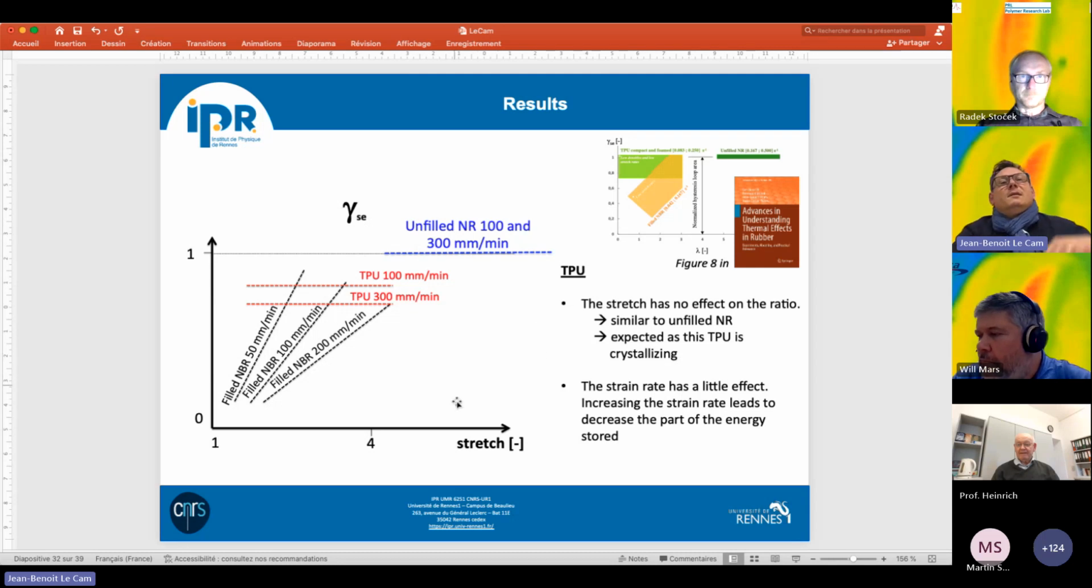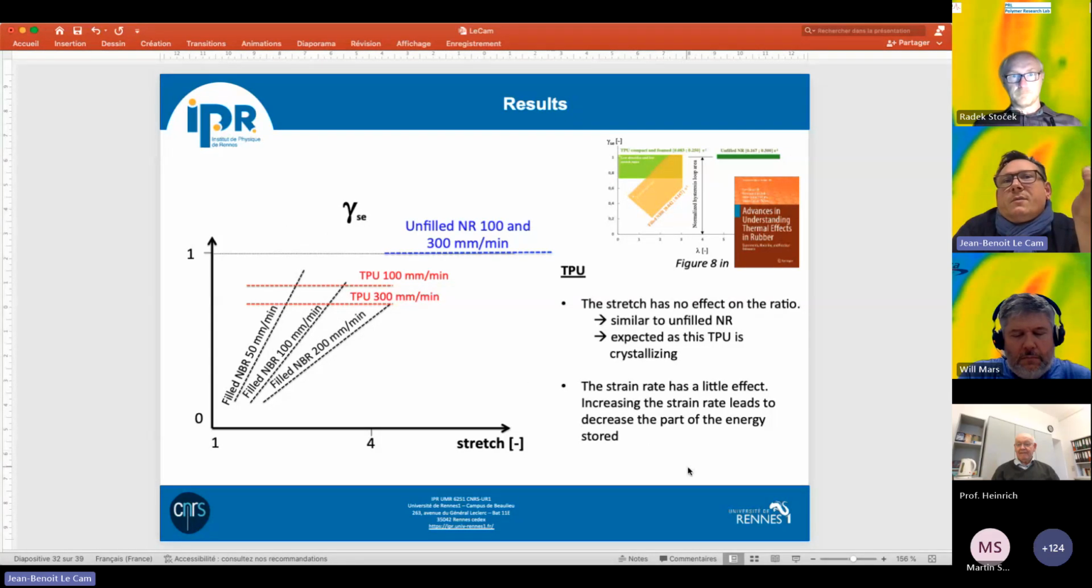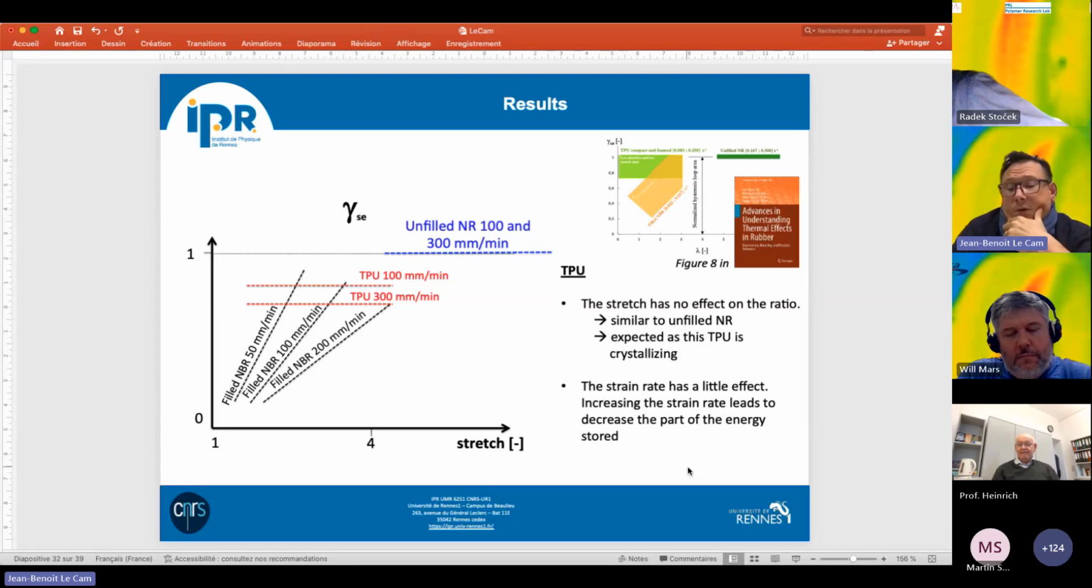So this is just to finish on the fact that gamma EC can be an interesting parameter to investigate how rubbery materials, and more generally materials, use the energy that is brought to them to deform.